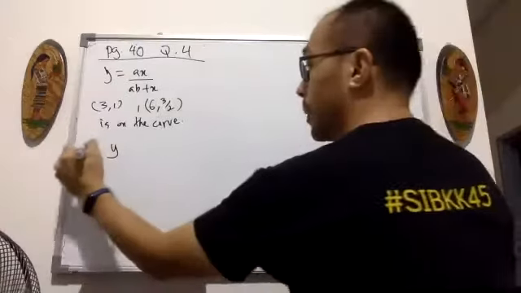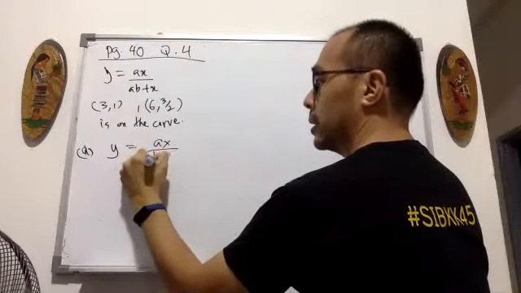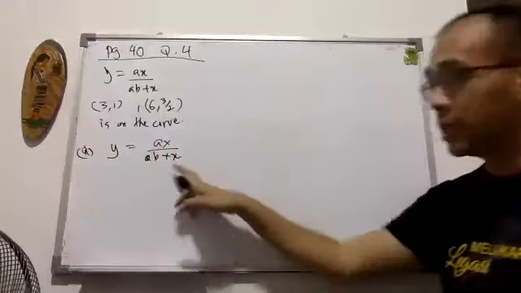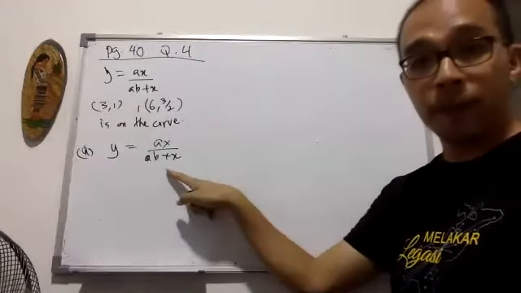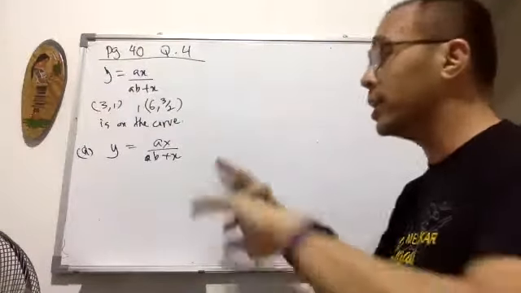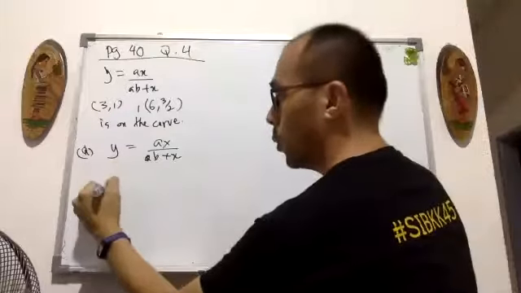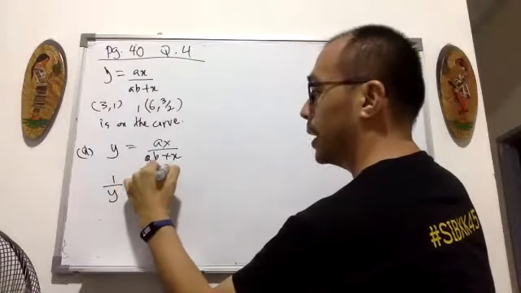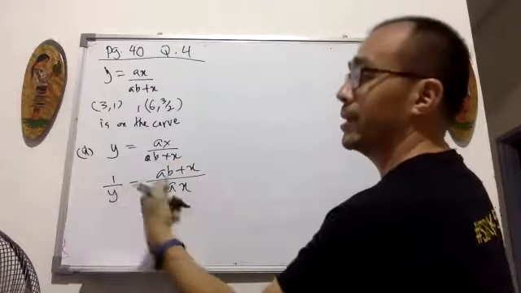Okay, if you remember from handout 1, whenever you have an equation that looks like this, the logical thing to do is to flip it over first, because you cannot split this if it is at the bottom. You can only split this if it is at the top. So the only way to do it is to flip both sides over. So this will become 1 over y. This will become ab plus x over ax. Then you can split this.